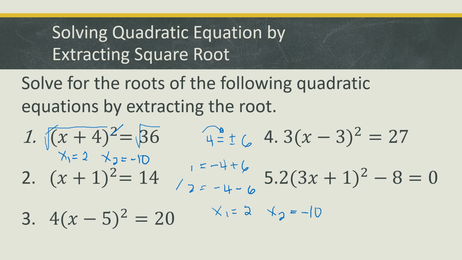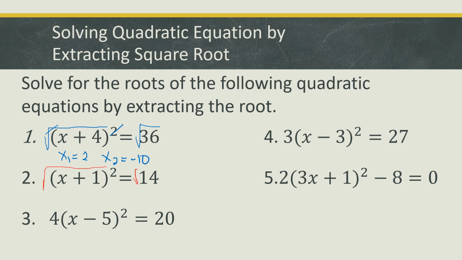Okay, let us try the next example. Example 2. We have here (x plus 1) squared equals 14. It is already in the form of x squared equals k. So what we are to do is to also extract the square root of both sides so we can cancel the square. So we have now x plus 1 is equal to the square root of 14. Since we do not have a perfect square root of 14, the answer is the square root of 14. We have positive and negative values.